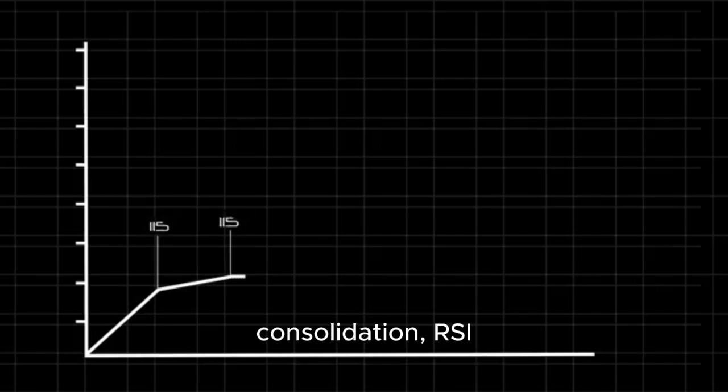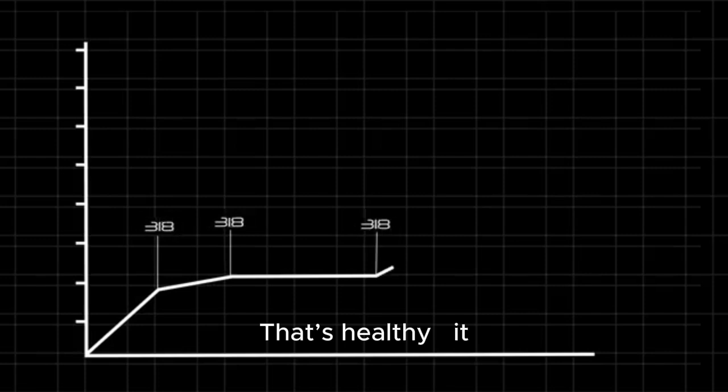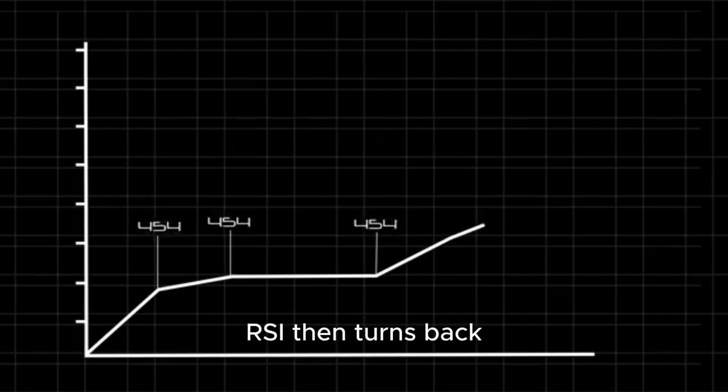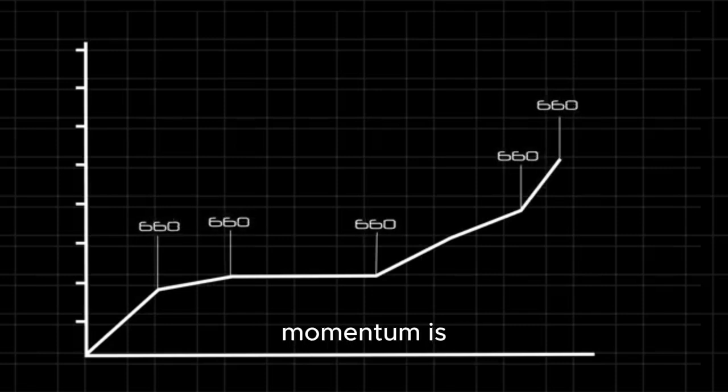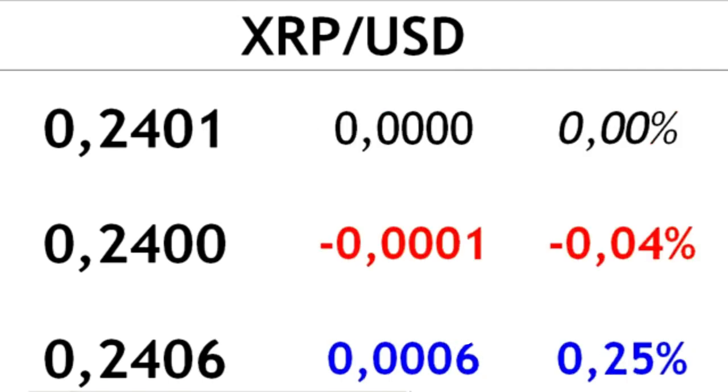During the flag consolidation, RSI typically drifts back toward the neutral 50 level. That's healthy. It shows momentum is cooling off before the next leg. When RSI then turns back up and breaks above 60 as price breaks out, it's a strong confirmation that momentum is returning. Here's a bonus insight.